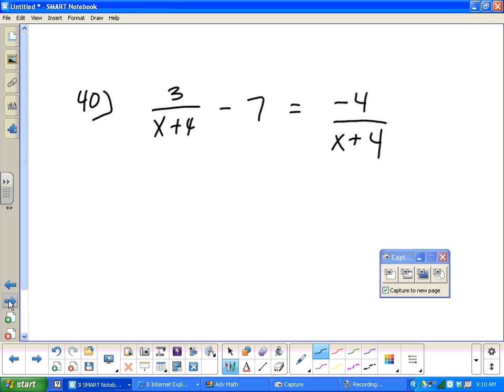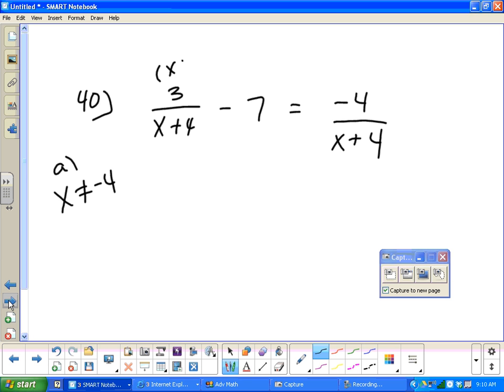So let's see. What about part A here? What x cannot be? We have to restrict. x cannot be -4. Now let's solve it for part B. But there's only one thing in the denominator here, it's just x plus 4. So the common denominator is going to be x plus 4.